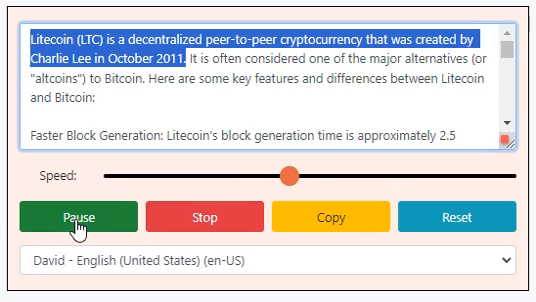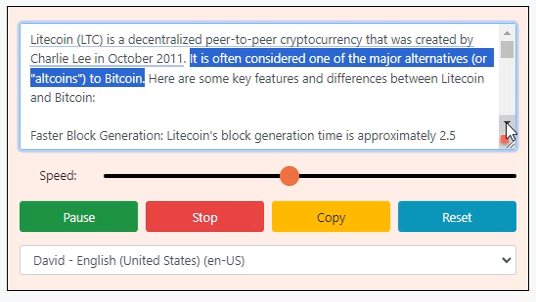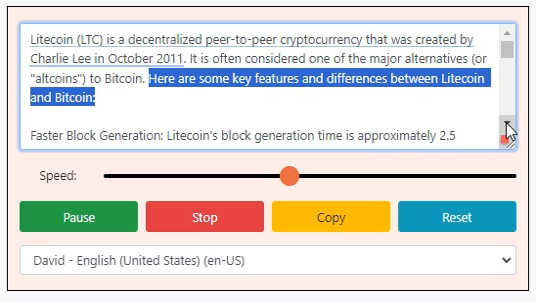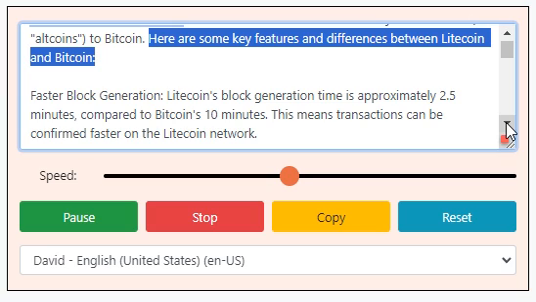Litecoin, LTC, is a decentralized peer-to-peer cryptocurrency that was created by Charlie Lee in October 2011. It is often considered one of the major alternatives, or altcoins, to Bitcoin. Here are some key features and differences between Litecoin and Bitcoin.